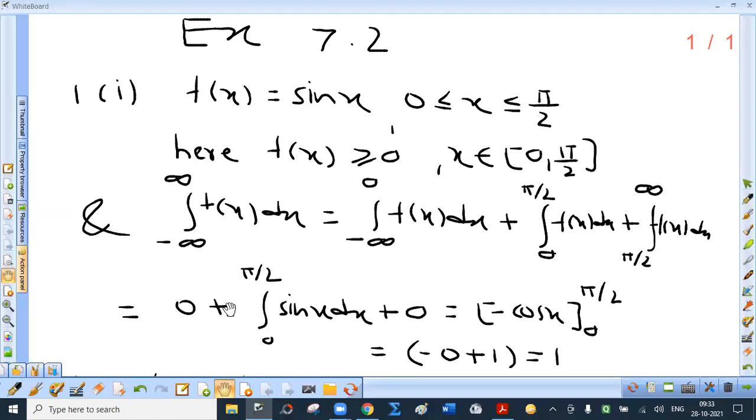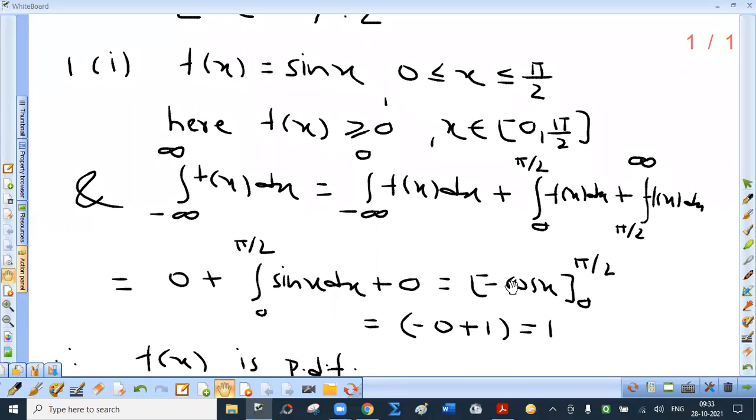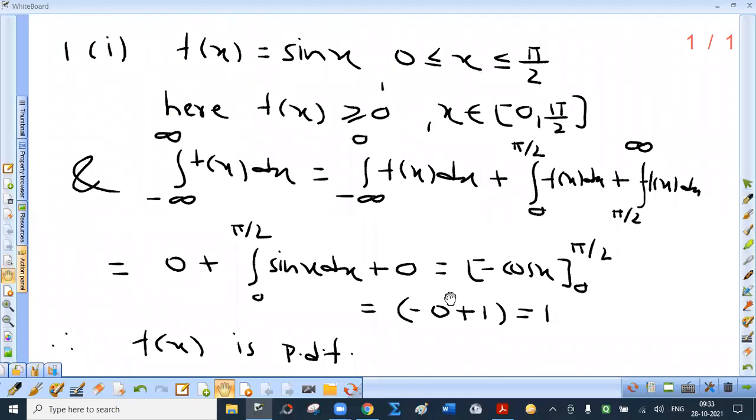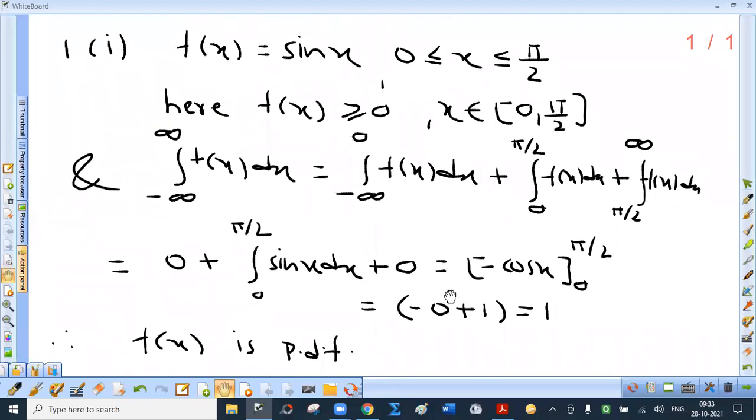So this part equal to 0 plus integral 0 to pi by 2 sin x dx plus 0. What is integral of sin x? Minus cos x. So minus cos pi by 2 equal to 0, minus minus plus cos 0 is 1. So it comes out to be 1. So we can conclude that f of x is a probability density function. So that's it for today.